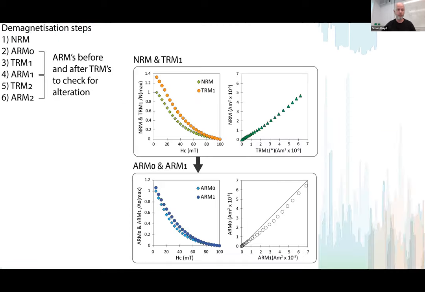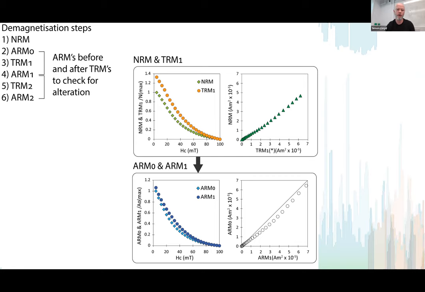So I'll briefly run you through how the method works. It's essentially a series of stepwise demagnetizations, starting with the NRM, and then a sequence of ARMs and full TRMs are imparted and then demagnetized. And we can see that the ARMs are positioned in that sequence before and after a TRM so that they can capture any alteration that occurs and then correct for that.